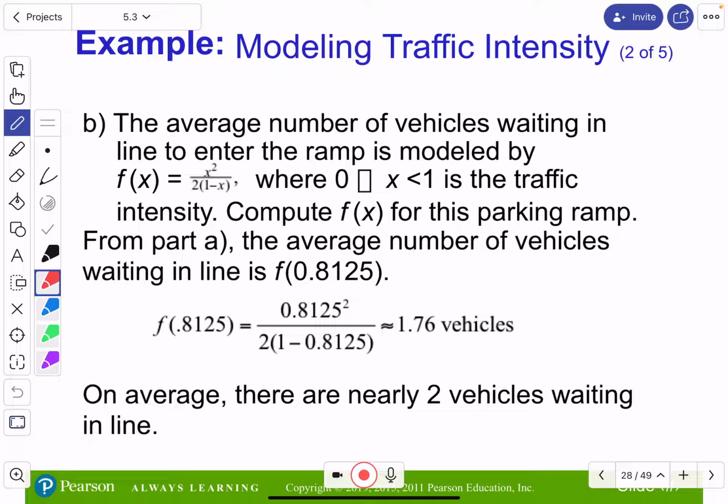So now we're going to get this equation here. This equation is the vehicle line. And we want to know the average number of vehicles. So we're going to use that number we just found by dividing, which gives us 1.76 vehicles. So on average, there's almost 2 vehicles waiting. So this was the equation, and then we use that average from before to solve it.